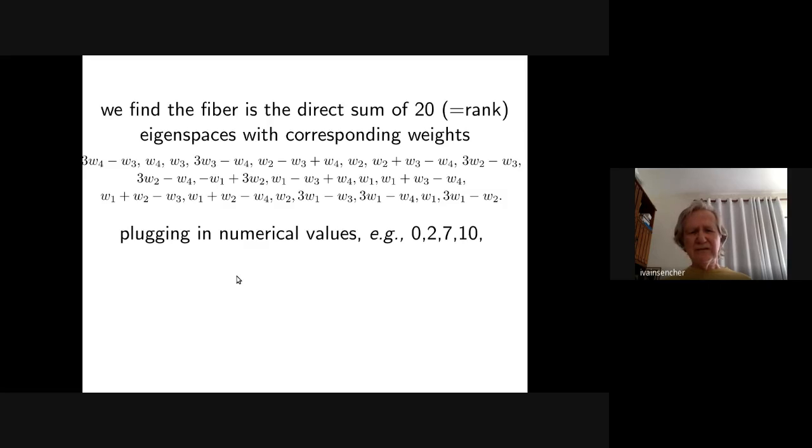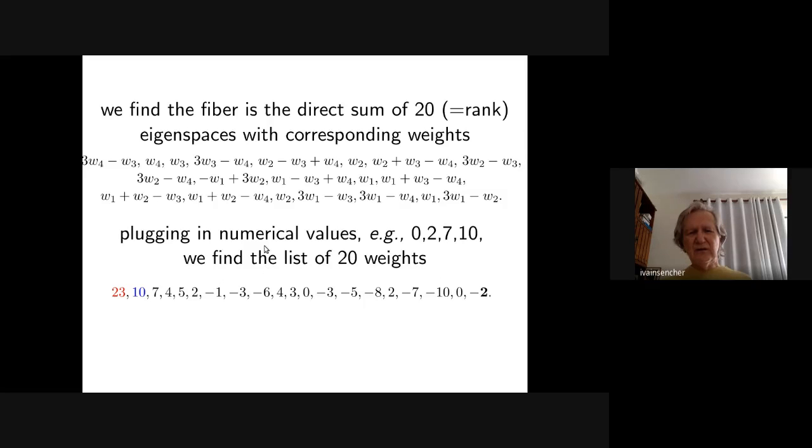Then you find a list. You make it numerical. So that's the list of the weights. You make it numerical, choosing numerical values for the W's. So I'll set W1 equals 0, W2 equal 2, etc. Okay. So this list becomes a list of 20 numbers. So this 23 here is 3 times 10, that's 30, minus 7, that's the 23. Likewise the 10 and so on.